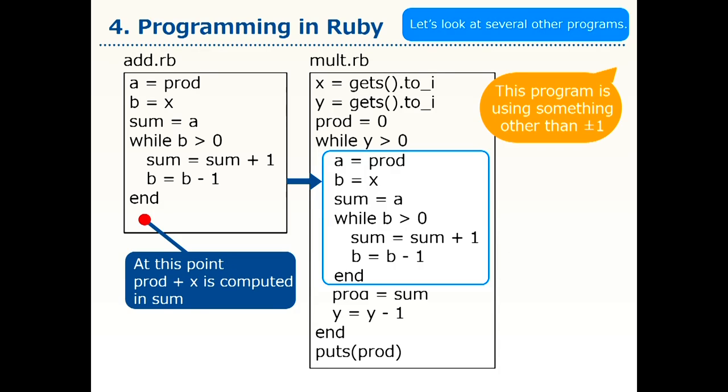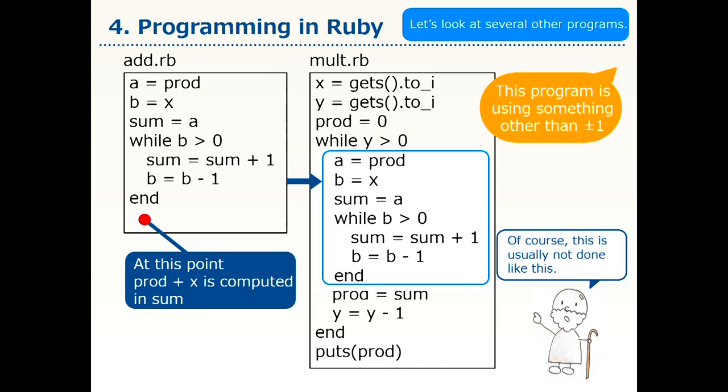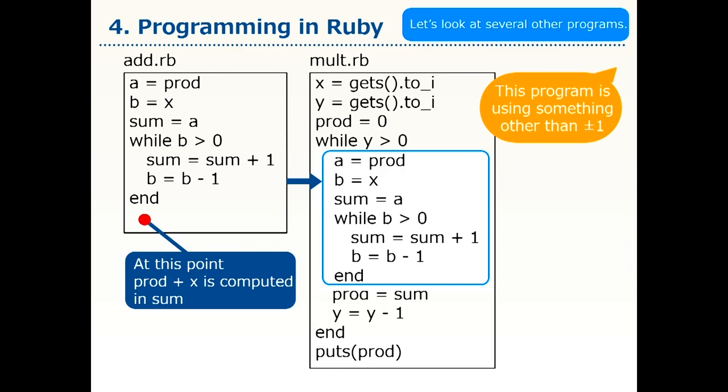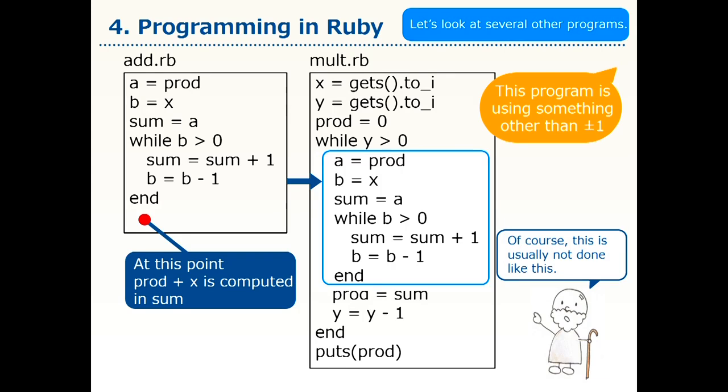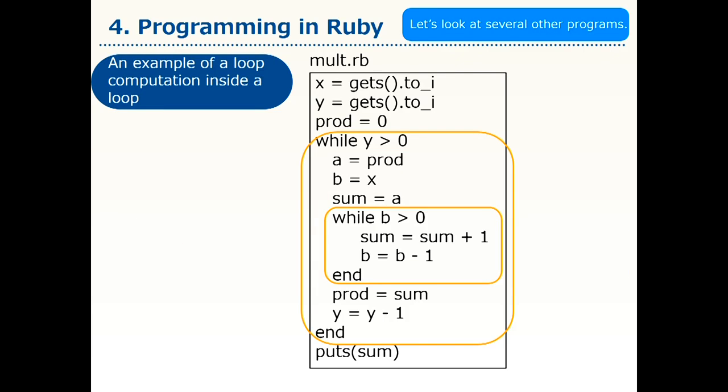Let's take a look at this program. Except for the input and output parts, only +1 and -1 are used. Therefore, it can compute with just a repetition statement and +1 and -1. Of course, we usually wouldn't do this, but this example demonstrates that it is possible in principle. This example shows one more important thing. As we see, this program has 2 repetition statements, and they are in fact nested. Within one repetition statement, we have another one.